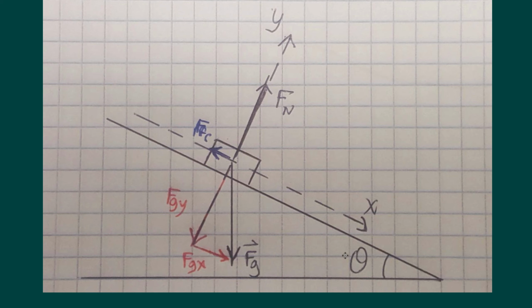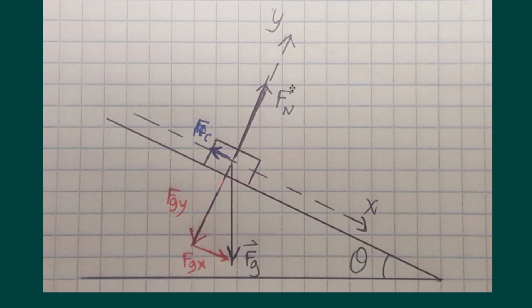We can see our ramp, there's an angle theta, and the Cartesian coordinate system is set up so that X is parallel to the surface of the ramp, making Y perpendicular. So now we can start putting in all of our forces. We have FG, which is gravity, going straight down. We have the normal, which is perpendicular to the surface, going up along the Y axis.